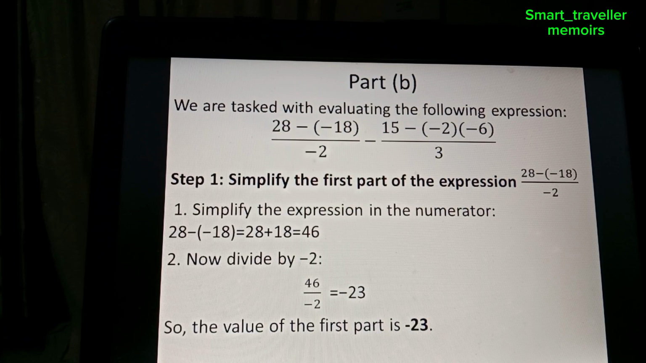The negative and the negative gives you positive. So you have 28 plus 18, which is 46. Now divide by -2. 46 divided by -2 is -23. So the value of the first part is -23.